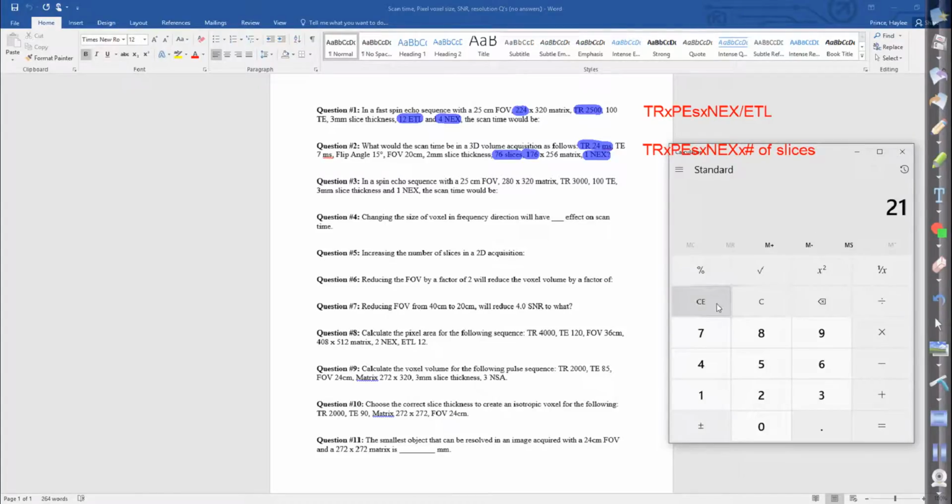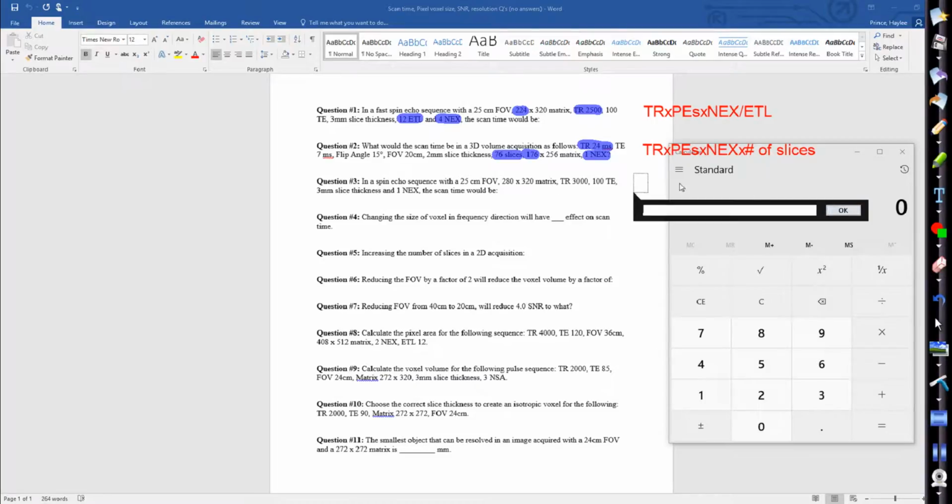Okay, we're going to do one more here so that you get the hang of it. All right, so what's our scan time equation for the next one? TR times phase encoding times NEX. Good, because this is a 2D acquisition, which is just a spin echo. So if they don't specify whether it's 3D or 2D, assume it's going to be a 2D acquisition. This is a spin echo. It's not fast spin echo, so we don't need to worry about our echo train length.